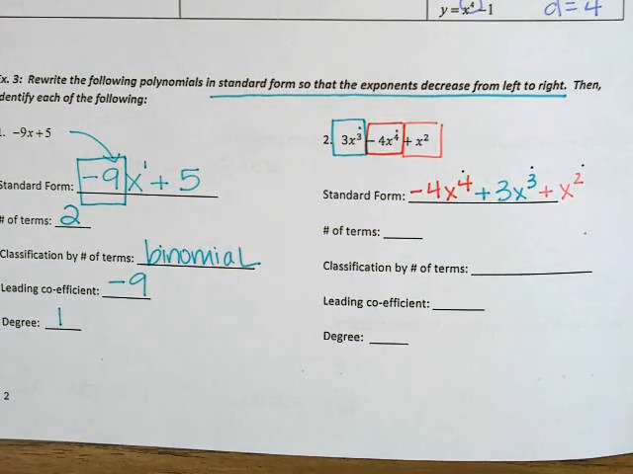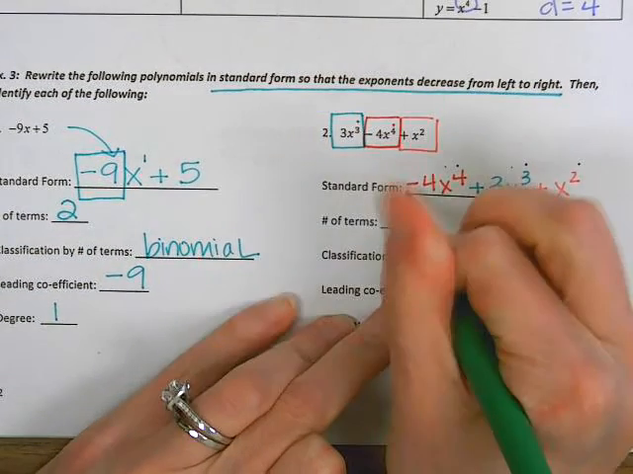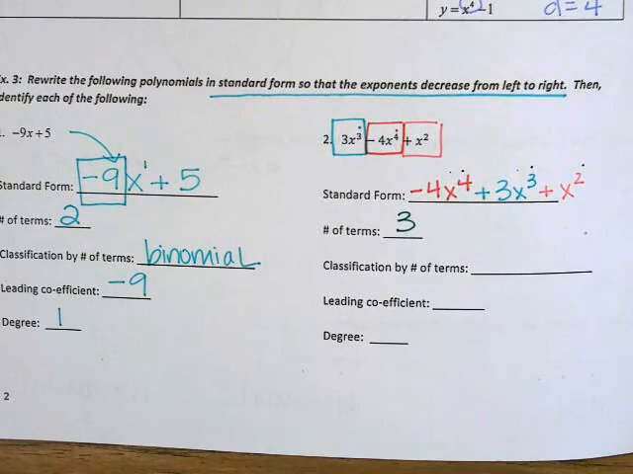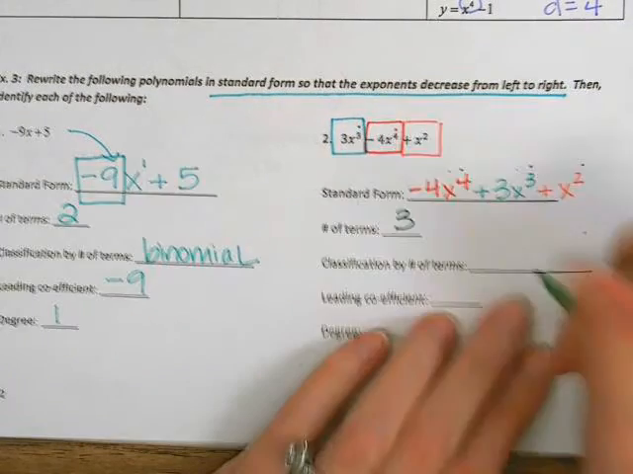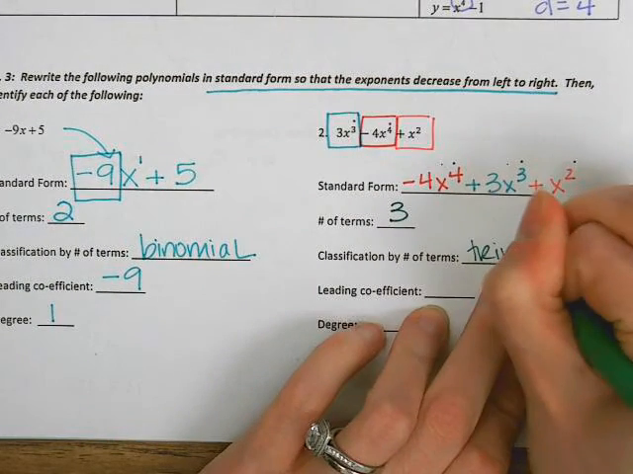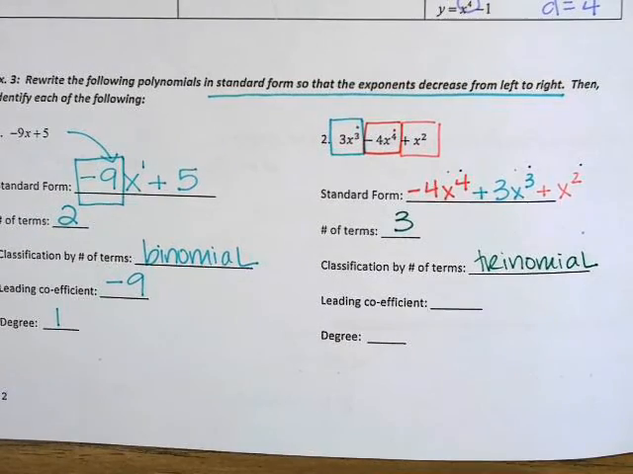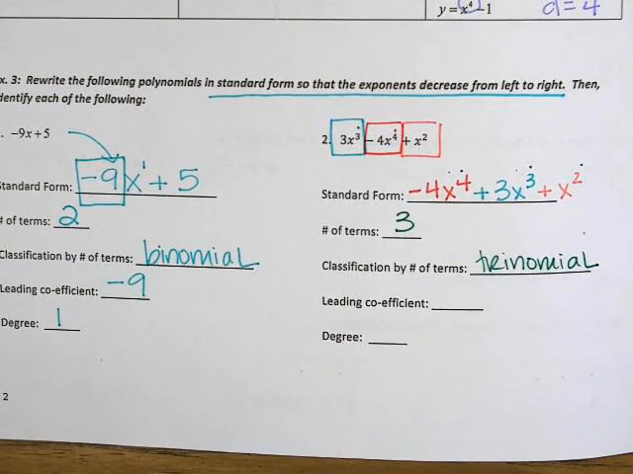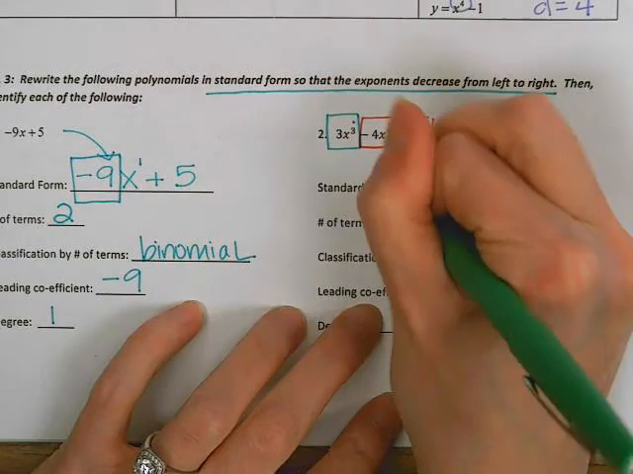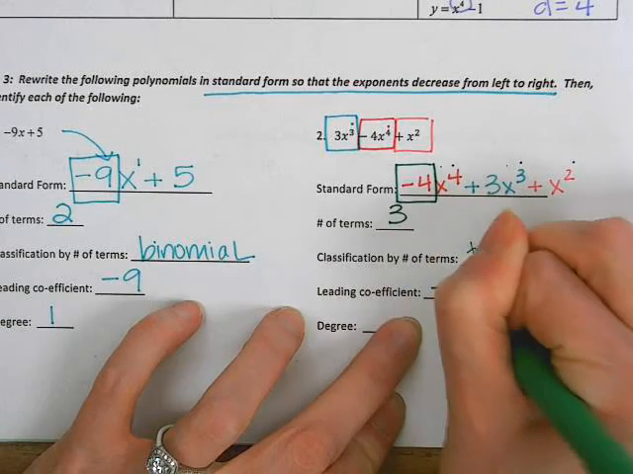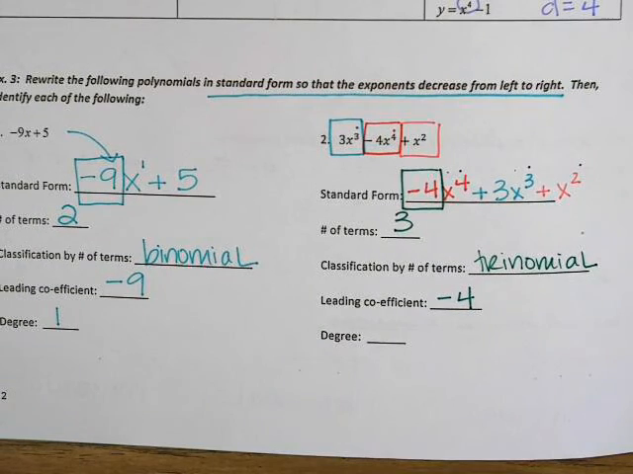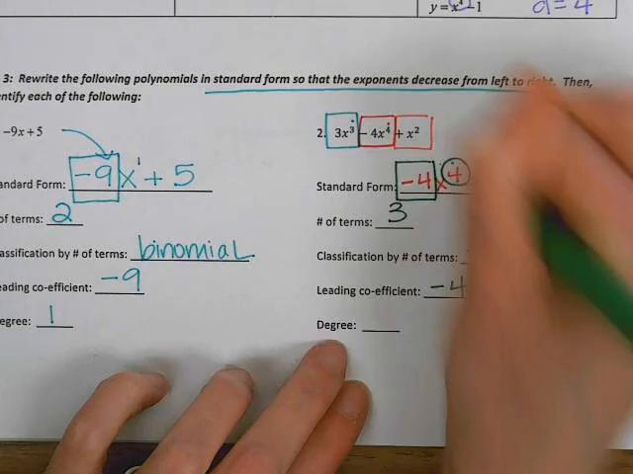Okay, how many terms do you see? 1, 2, 3. What do we call it when there's 3 terms? Trinomial. What is the leading coefficient? It's the first number, so -4. And what is the degree? The degree is the highest power, so 4.